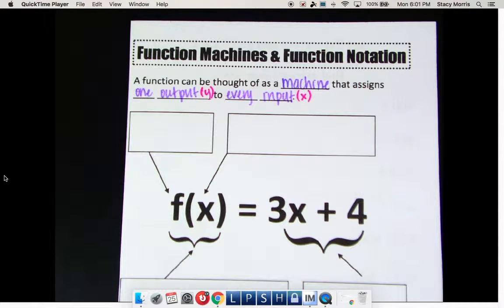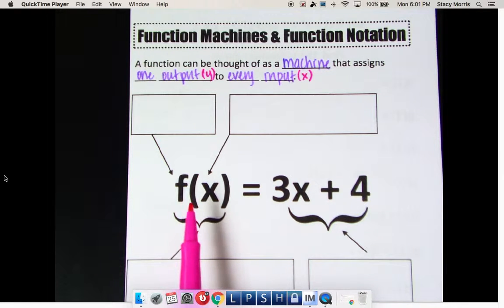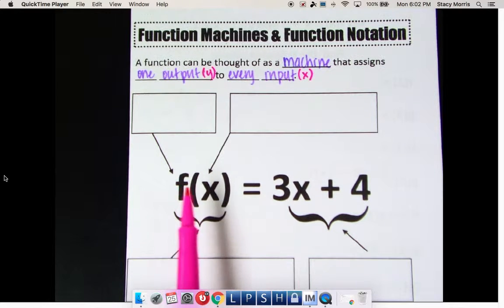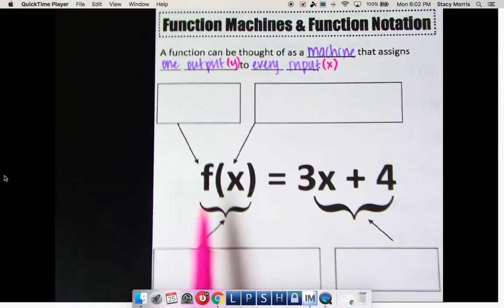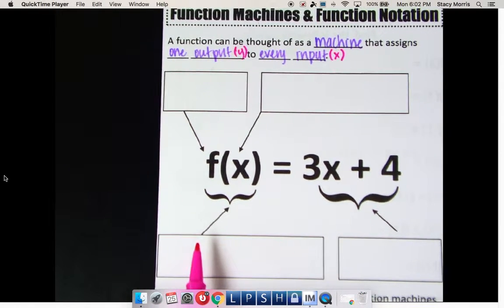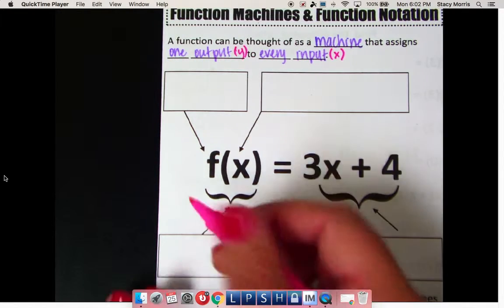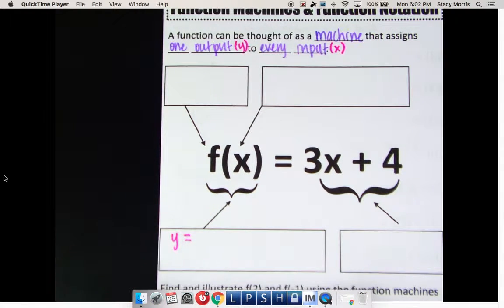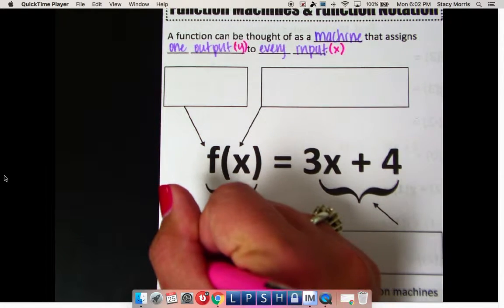Okay? All right, so a way that we use function notation is like this. This reads f of x equals 3x plus 4. Again, those parentheses, f of x equals 3x plus 4. This f of x part right here is the same thing as saying y equals. It's just in function notation, so it's a little bit different. And that f of x is going to be our output.